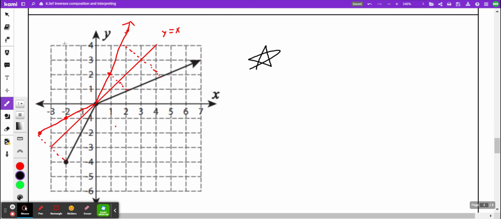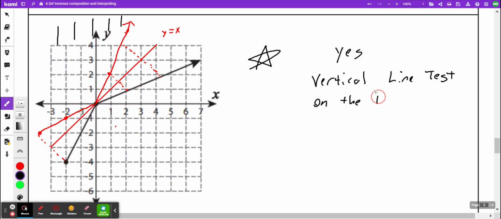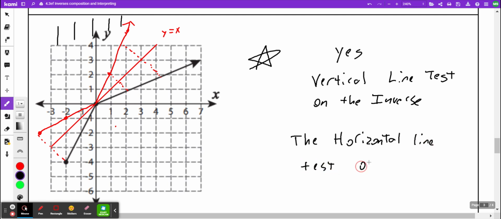If I draw my vertical lines, does it touch it once, twice, or none times? It only touches it once at any time, so yes, it's a function because of the vertical line test on the inverse, the horizontal line test on the original.